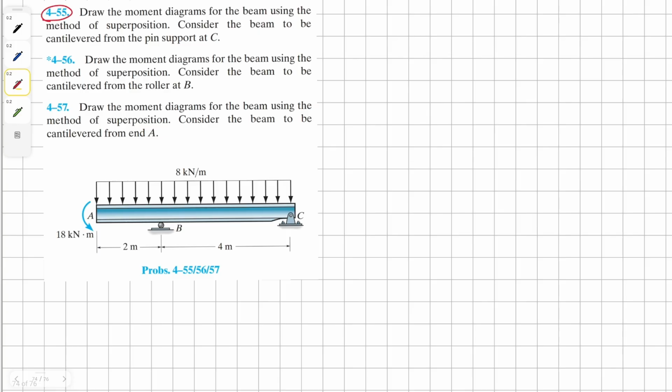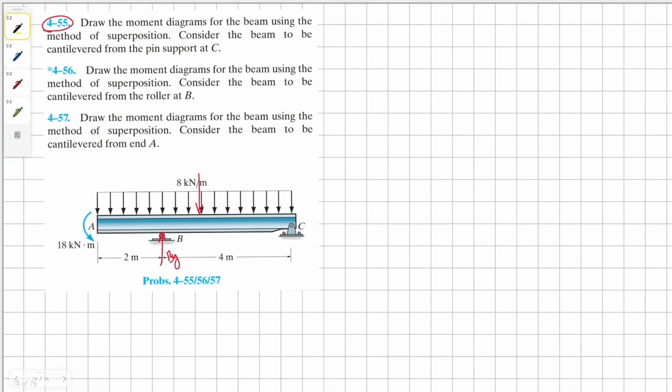So we have a vertical force from the roller at B, uniform distributed load, and the moment. Therefore, three cases. Next step would be to find all these forces.